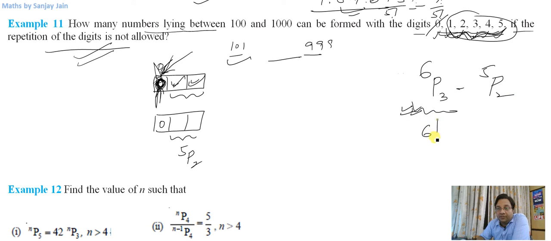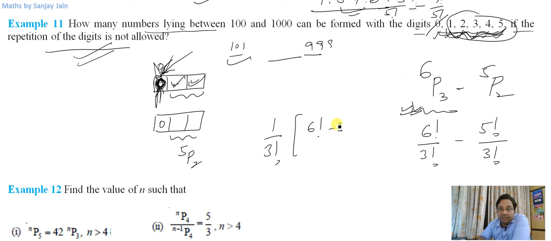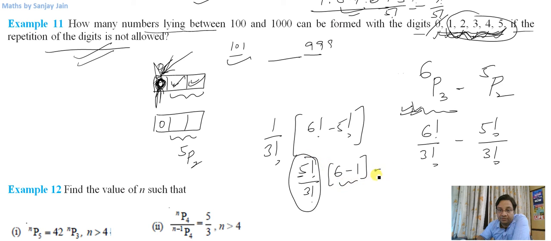So what is this? 6 factorial by 3 factorial minus 5 factorial by (5 minus 2) 3 factorial. If you see, I can take 1 by 3 factorial outside, and this will be 6 factorial minus 5 factorial, right? And 5 factorial can also be taken outside: 5 factorial by 3 factorial into (6 minus 1), okay? And this is 5 into 4 into 3 factorial, so this will give me 20, and this is 5, so 100.